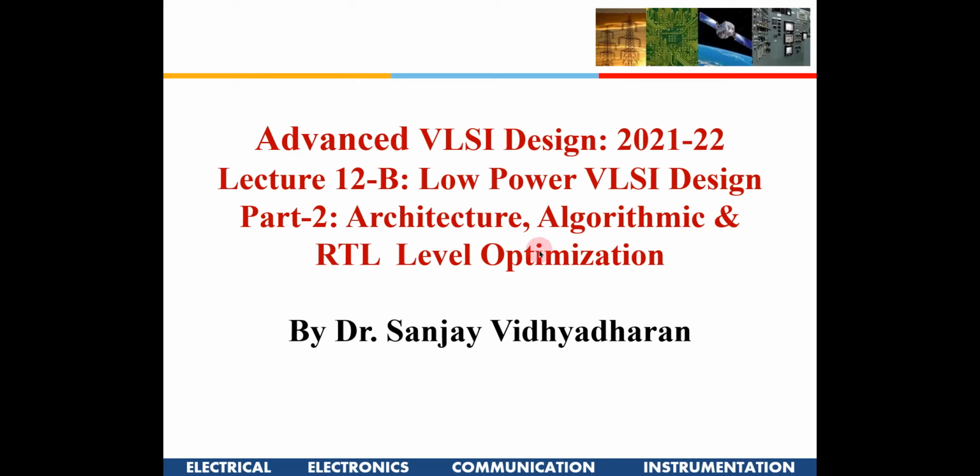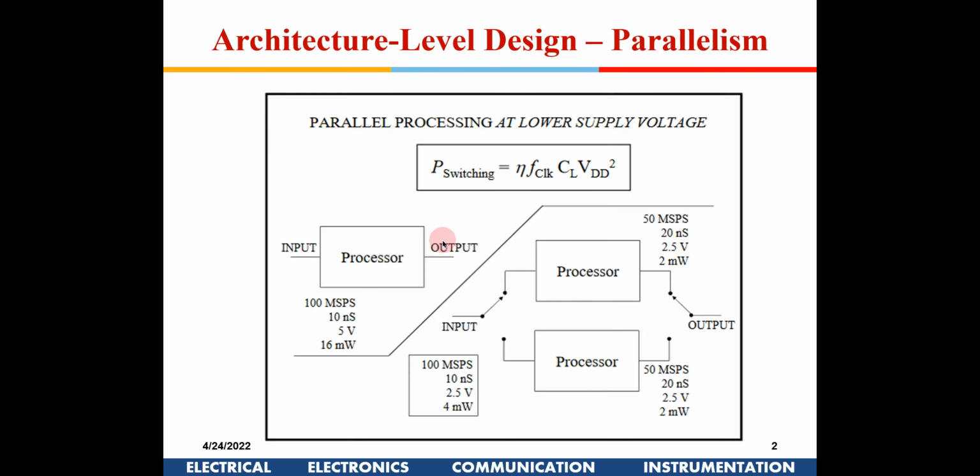Okay, so in the previous class we saw some low power techniques where we saw gate level optimization techniques. In this class we are going to see architectural level, algorithmic level and RTL level optimization techniques. So if you see here, the first one is architectural level design parallel. It is known as parallelism.